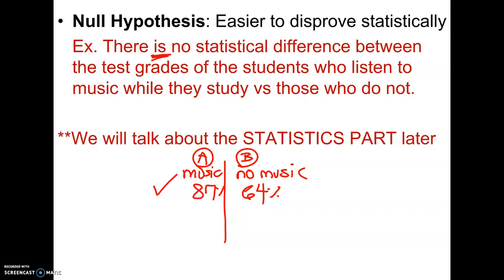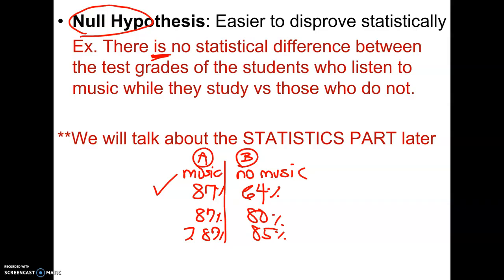For example, if this side got an 87 and this side got an 80, would you say the music helped? Most people would probably still say yes. What if this side got an 87 and this side scored an 85? Would you still say the music helped? In other words, where do we draw the line and say the music made a difference or didn't make a difference? When you use a null hypothesis, we're going to talk next week about statistical analysis.